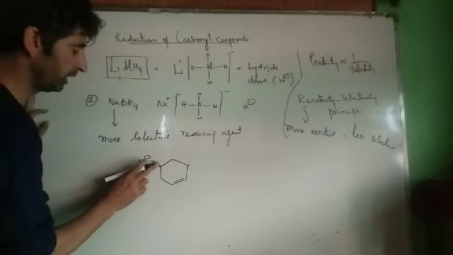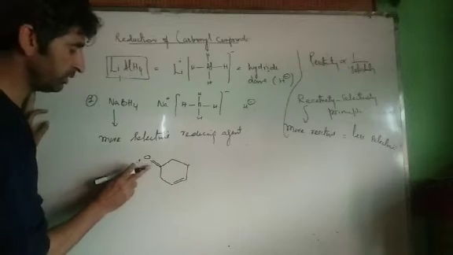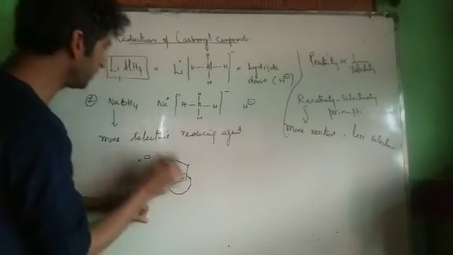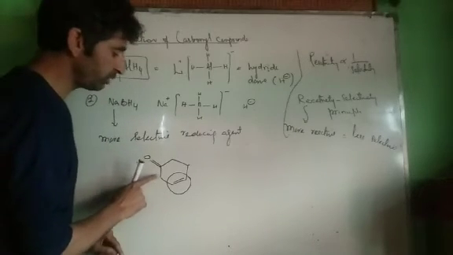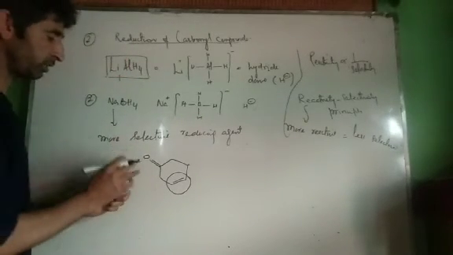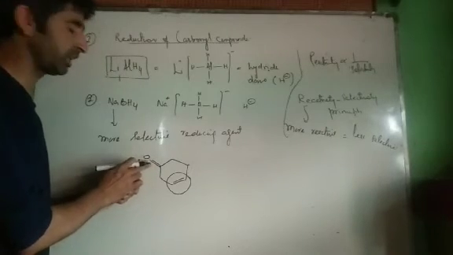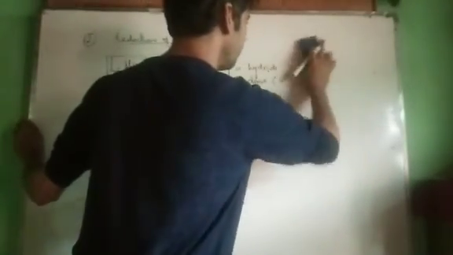For example, if I have this compound, I want to reduce this ketonic group, I will use a more selective reducing agent. I want to preserve this alkene group, so I cannot use lithium aluminum hydride. I have to use a more selective and less reactive reducing agent, which is particularly meant for this type of group. We will discuss those examples. These are basic terms in reduction that are required. I am discussing only those.